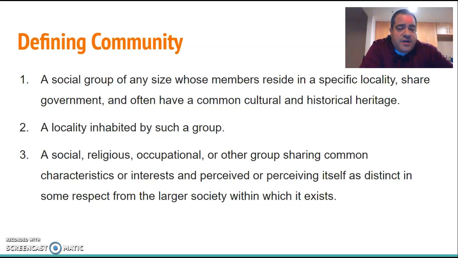So community in its most simplest form is pretty much if you live in a town, that's your community. If you live in a block, that's your community. If you go to school, that's your community, right? You can be part of multiple different communities. And if you look at the other definitions here, a locality inhabited by a group. It could be social, it could be religious, it could be occupational. So basically, wherever you go, you are potentially forming a community.